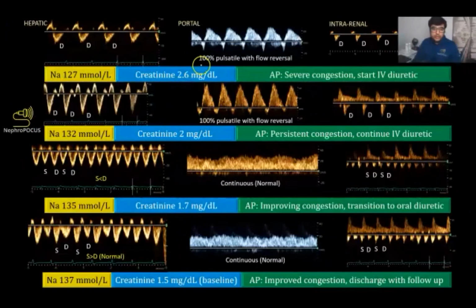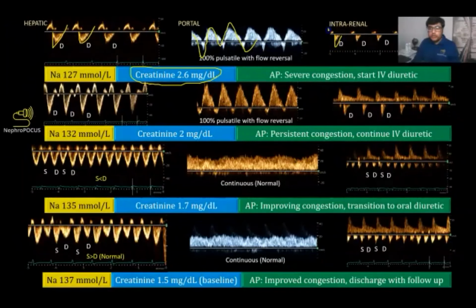And here is another nice example showing how the congestive nephropathy improved in combination with these waveforms. Initially, the patient had a creatinine of 2.6 milligram per deciliter. All the waveforms are severely abnormal. Hepatic vein D only pattern here. Portal vein 100% pulsatile with flow reversal. Intrarenal with only D wave below the baseline.